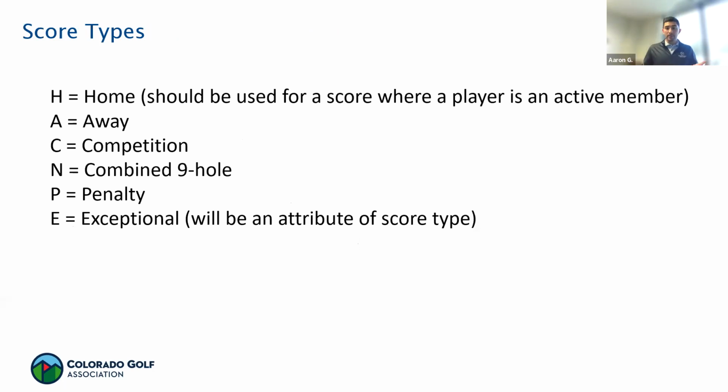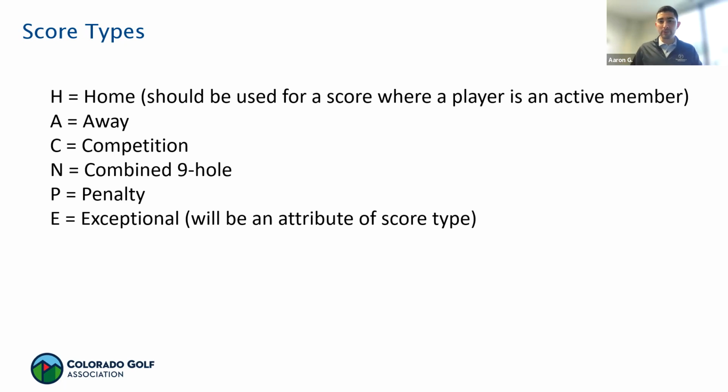All right, score types. I do have an update here on this slide. In our current iteration of the rules of handicapping, these are the different score types we have. H means home, A is away, C is competition, N means combined 9, P is penalty, and E is exceptional. There will be one addition moving forward in 2024, and that'll be an L. The L will stand for league score.